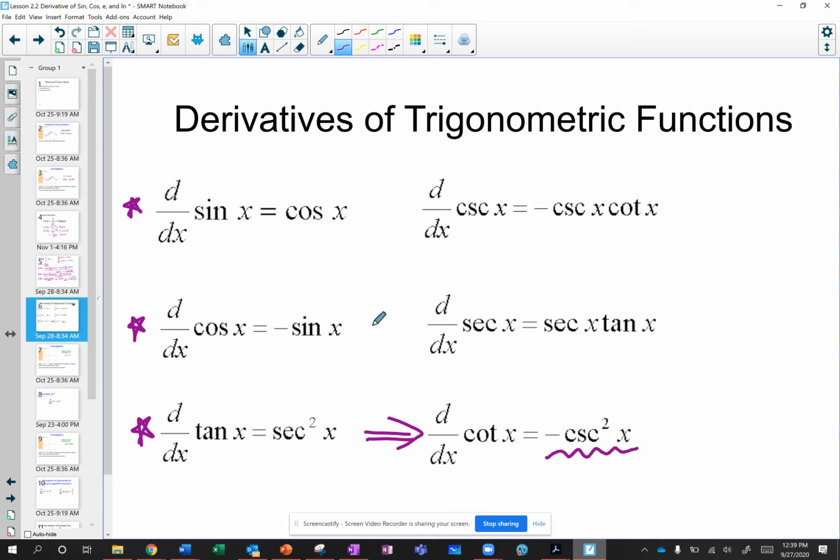The derivative of secant x is secant x tangent x. And then the derivative of cosecant is negative cosecant cotangent. So notice all of the co's here: cosecant, it's cosecant cotangent, and it's negative. Cotangent, it's negative cosecant squared, and it's negative. But secant is positive, and it's secant x tangent x. Okay, just some little patterns there to help you memorize these trig functions.